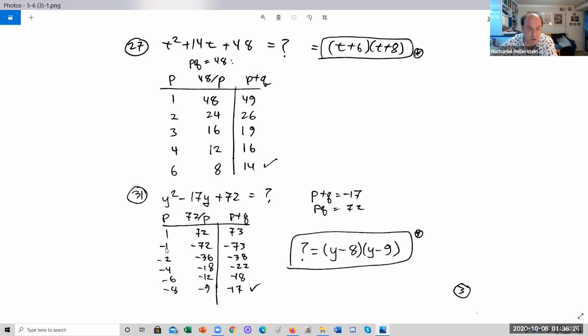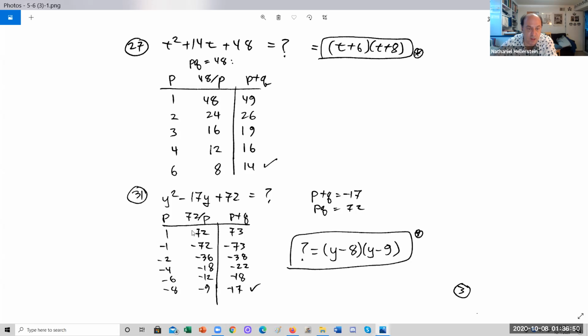Okay, instead of negative 1, let's try negative 2. 72 over negative 2 is negative 36. They sum to negative 38. Closer. If p is negative 4, then 72 over negative 4 is negative 18. Their sum is negative 22. We're getting warm. If p is negative 6, then 72 over negative 6 is negative 12. The sum is negative 18, a lot closer.